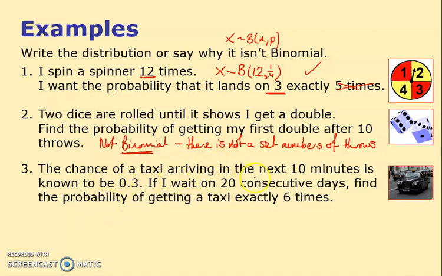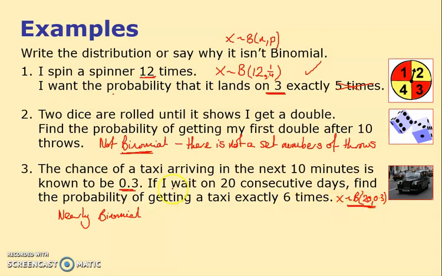The chance of a taxi arriving in the next 10 minutes is known to be 0.3. If I wait on 20 consecutive days, find the probability of getting a taxi exactly 6 times. Now this is nearly binomial. The reason I think it's nearly binomial is because on the face of it, X is binomial. I'm doing it 20 times, and I want to find the probability of getting a taxi, and it says the probability of getting a taxi is 0.3.